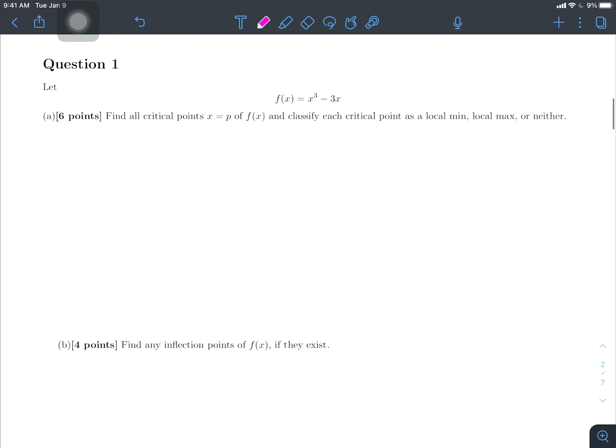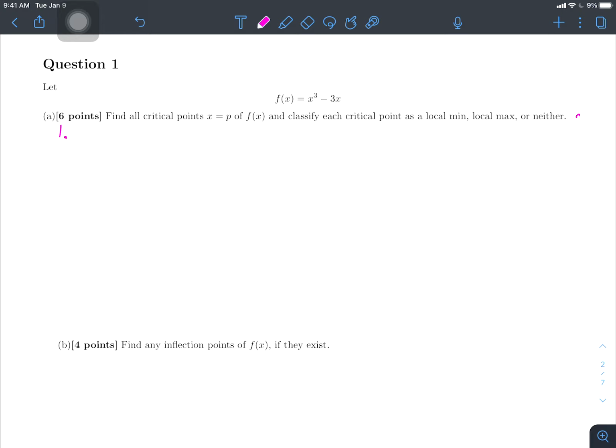So question 1, we have a cubic polynomial here, so power 3, and we are supposed to find all the critical points of this function and classify each critical point as a local min, local max, or neither. And just like this problem, I'm not going to specify on the exam whether you have to use the first or second derivative test, so maybe I'll just do it both ways. So the first thing we need to do is find the critical points.